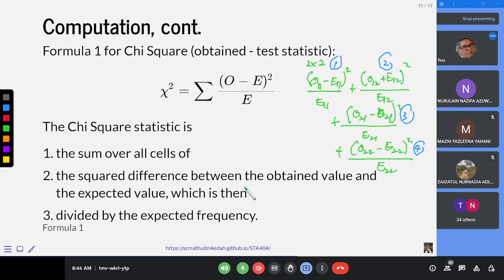The squared difference between the two obtained values. So yang ni ya, this part, the squared difference and then divided by the frequency yang bawah ni. Okay, so this is how you get the value for the chi-square test statistics.